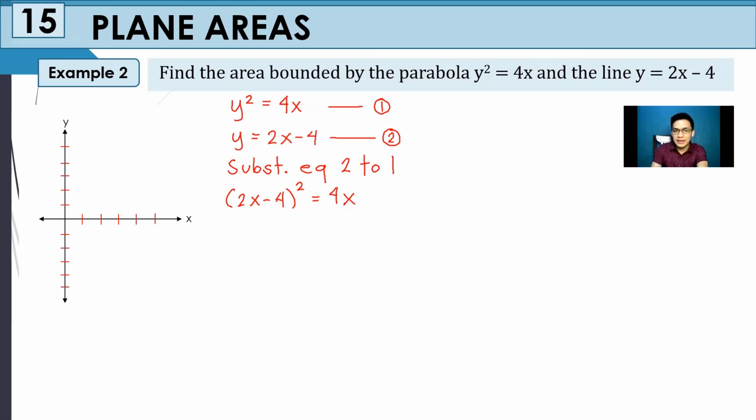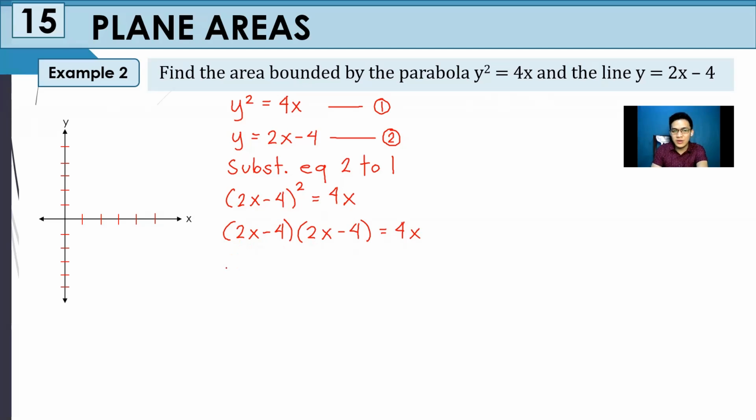Diba? And then, i-expand natin siya, class. Magiging (2x - 4) multiplied by (2x - 4). Expand lang natin using FOIL. What is FOIL? That is first, outer, then inner, then that is our last. Diba? So distribute lang natin yan using FOIL method.